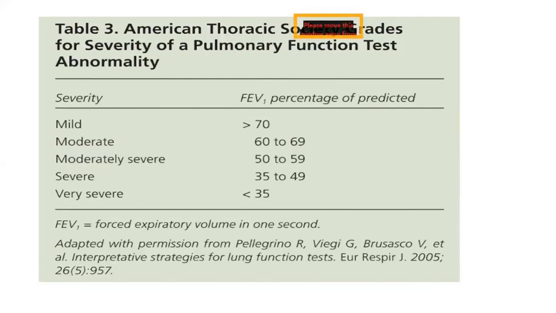We classify the severity on the basis of the pulmonary function test, and we look into the FEV1, forced expiratory volume in the first second. We divide into mild, moderate, moderately severe, severe, and very severe. If FEV1, not the ratio, is more than 70%, the obstruction is mild. If it is between 60 to 69% of predicted, the obstruction is moderate. If it is between 50 and 59, it is moderately severe. If it is between 35 to 49, it is severe. And if less than 35, he or she has very severe obstruction.